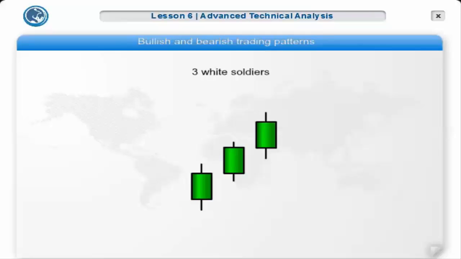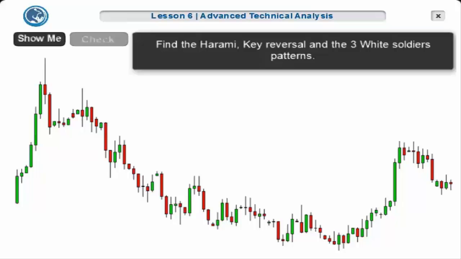Three white soldiers. This is a 3-candlestick reversal pattern that indicates only a bullish trend. All 3 candles are green, with the second one closing above the closing price of the first candlestick, and the third one closing above the closing price of the second candlestick. Find the 3 points indicating the Harami key reversal and 3 white soldiers patterns.